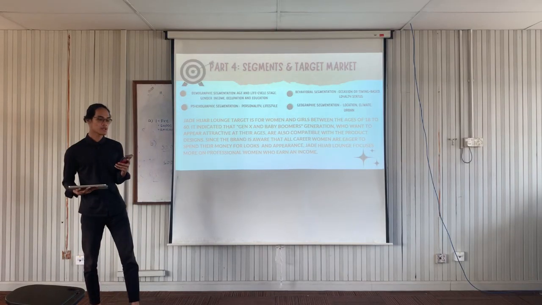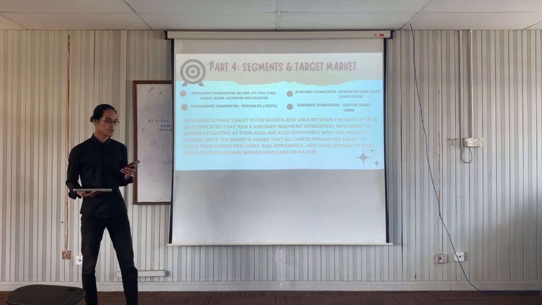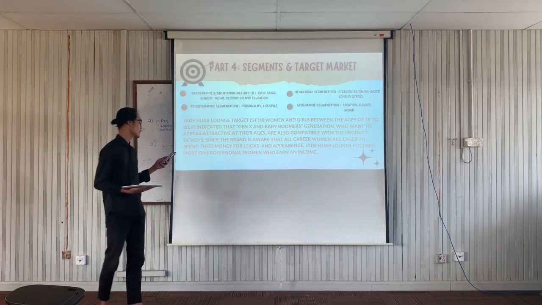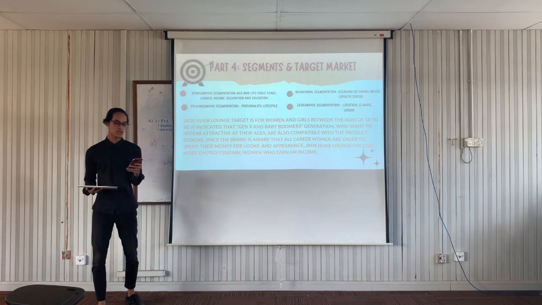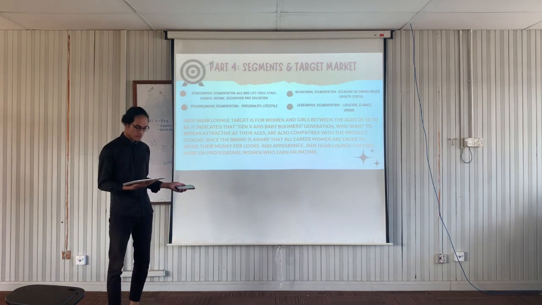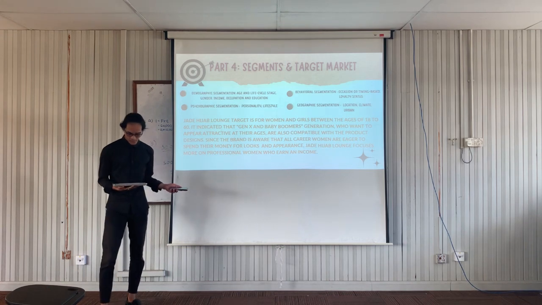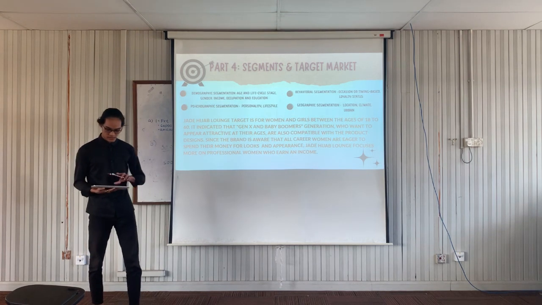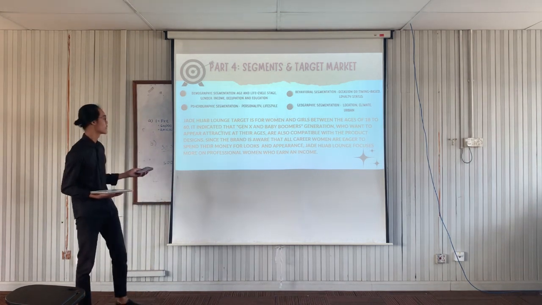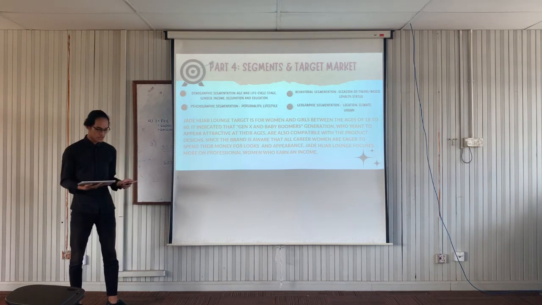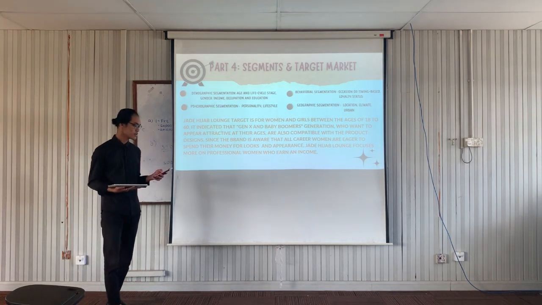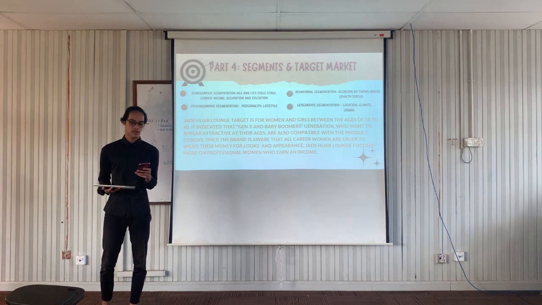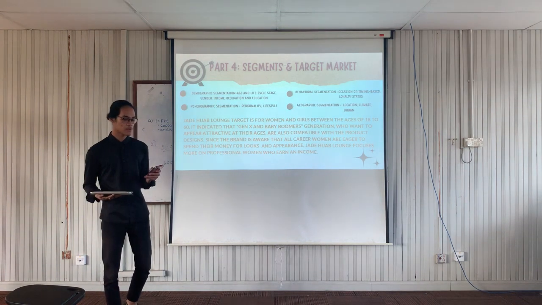So we want to continue with segmentation and target market. There are four types of segmentation: demographic, psychographic, behavioral and geographic. In demographic, we focus on age, income, gender and occupation. For psychographic segmentation, we focus on safety and respect. For behavioral segmentation, we focus on location or time-based. For geographic segmentation, we focus on location and climate. For target market, we focus on girls and women between the ages of 18 to 60. We also focus on professional and working women who are eager to spend their money on their look.